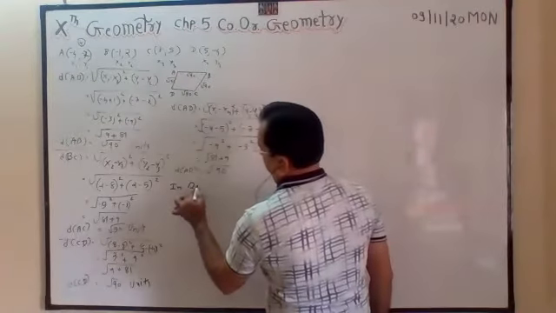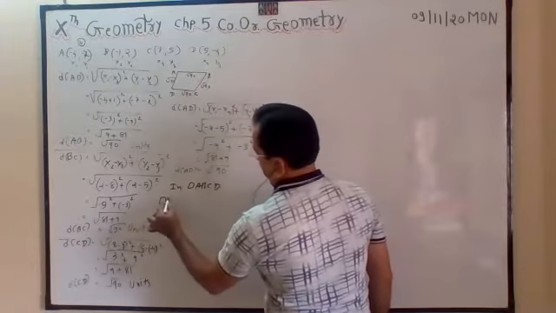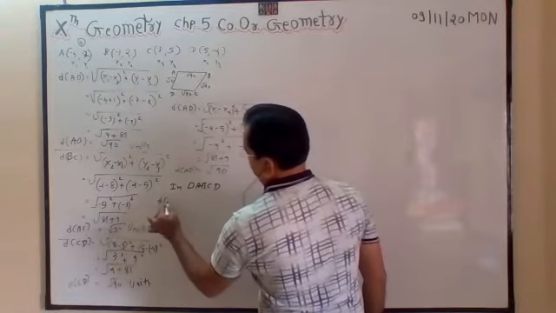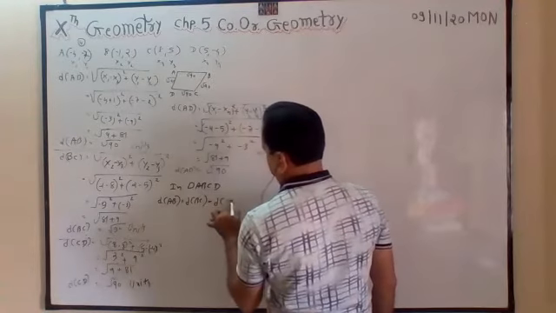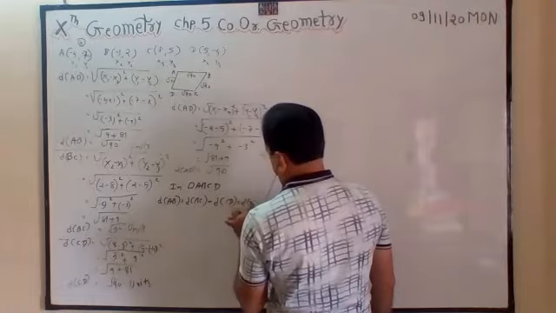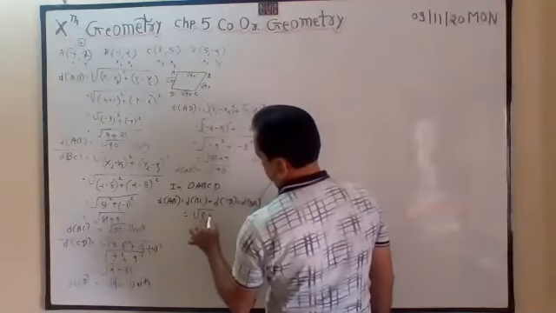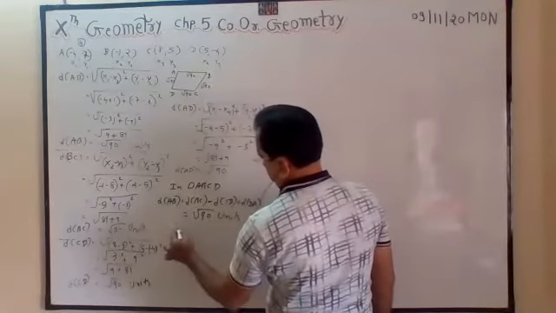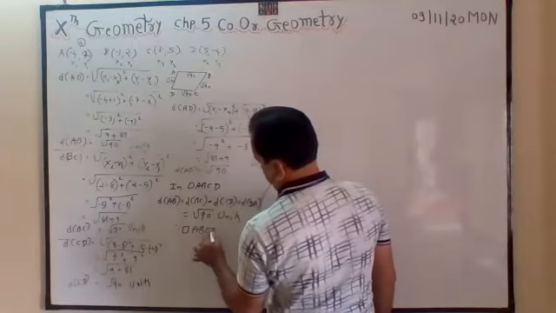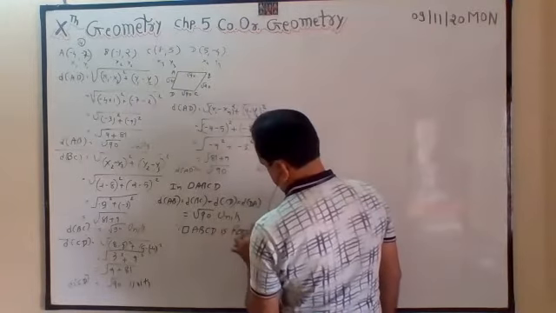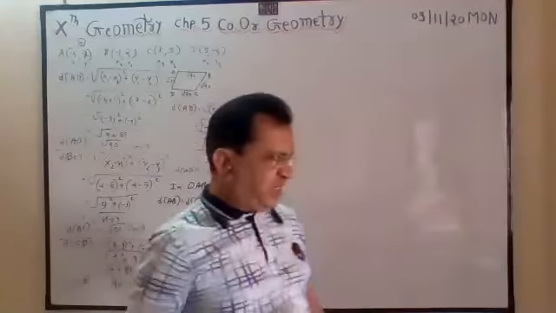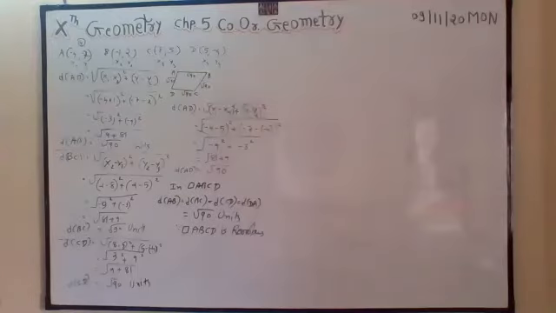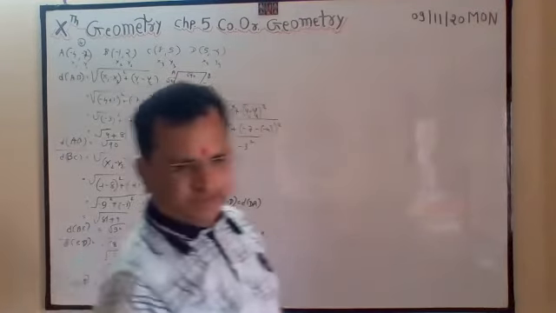So in quadrilateral A, B, C, D, distance AB, BC, CD, DA, all four sides are equal. Hence, it is a rhombus.